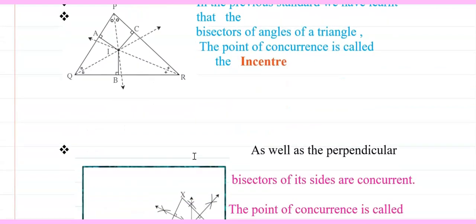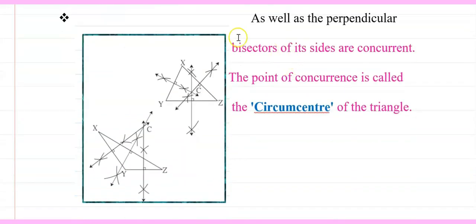Also, you learned that the perpendicular bisectors of the sides are concurrent. That is, suppose this is the triangle XYZ, and if we draw the perpendicular bisectors of the first, second and third sides, they intersect at a point, and that point is called the circumcenter of the triangle.